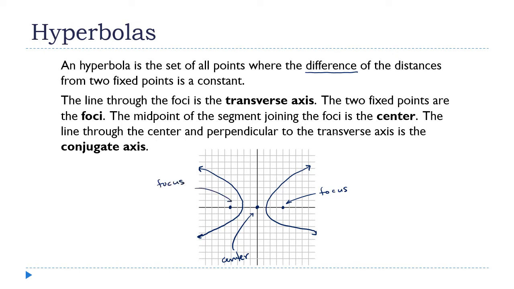and here. And the line through the focal points, the line that kind of cuts the hyperbola in half, is called the transverse axis. And the line through the center perpendicular to that one, the one that kind of cuts it into two pieces this way, is called the conjugate axis.